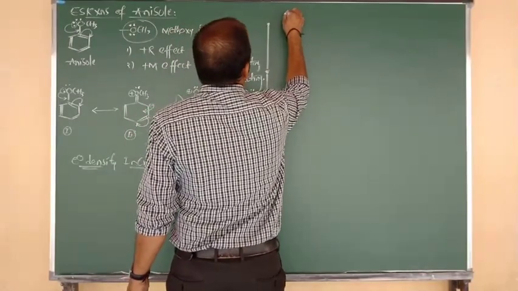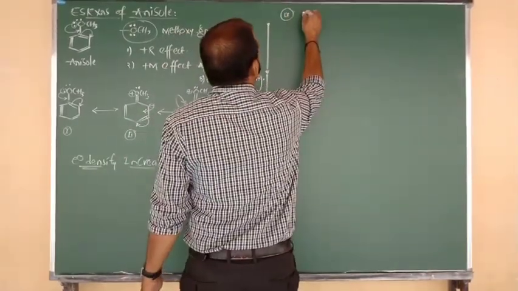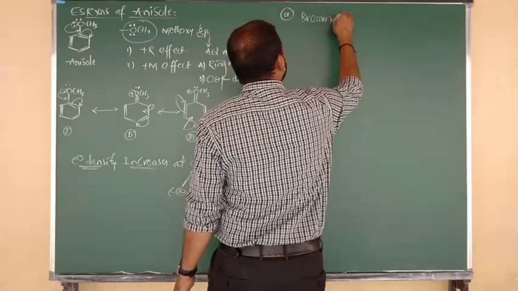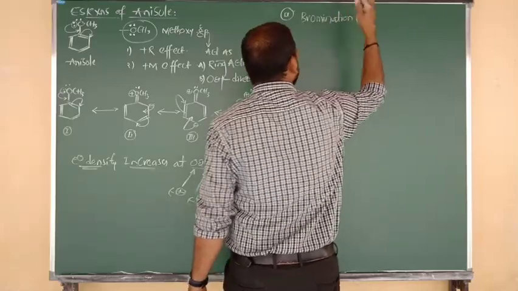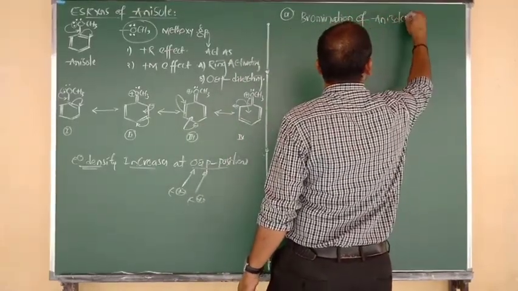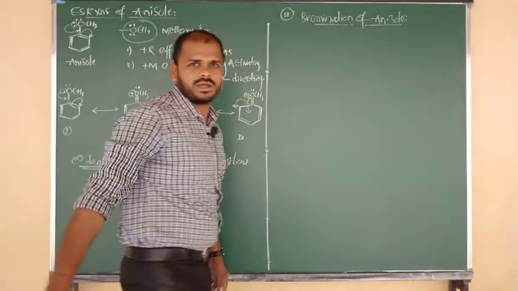So number 1 reaction is bromination of anisole. What is the first electrophilic substitution reaction, beta? Bromination of anisole. How does anisole undergo halogenation? That is nothing but bromination. If you want, you can consider chlorination also.